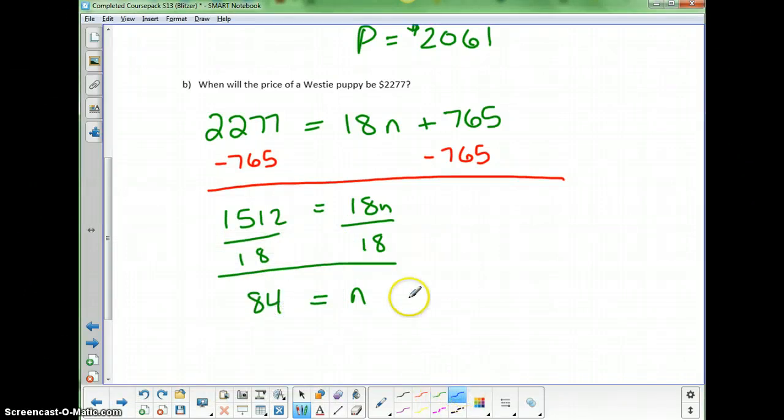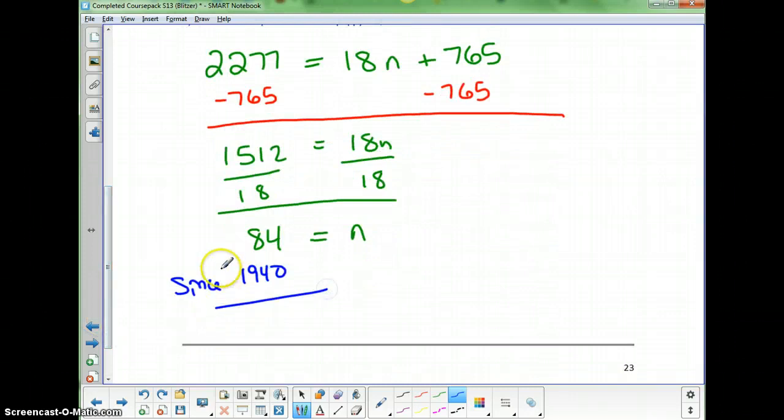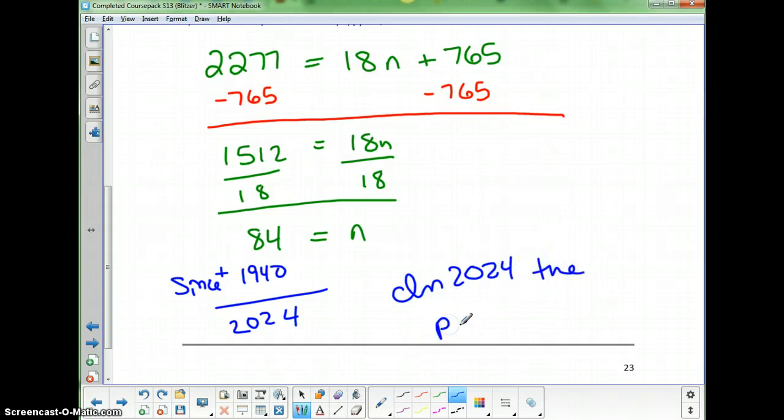Now remember that that is 84 years since 1940. So if I want to know what year that is, I'm going to add that back to 1940. So that's going to be 2024. So my answer is, in this one, in 2024, a puppy costs $2,277.